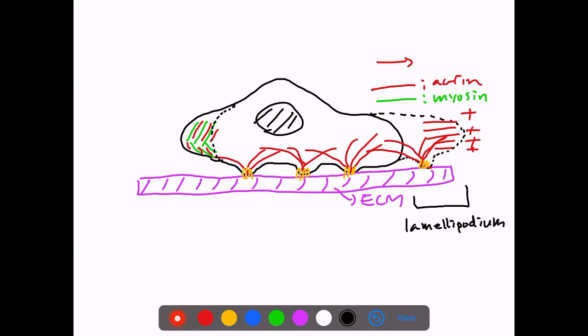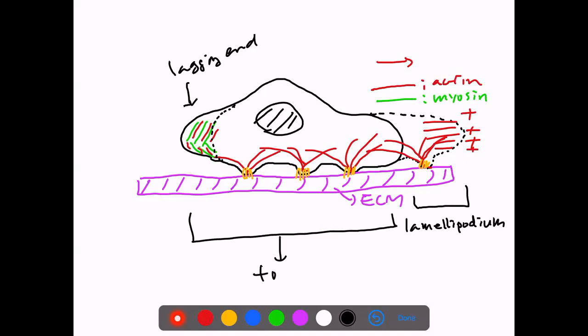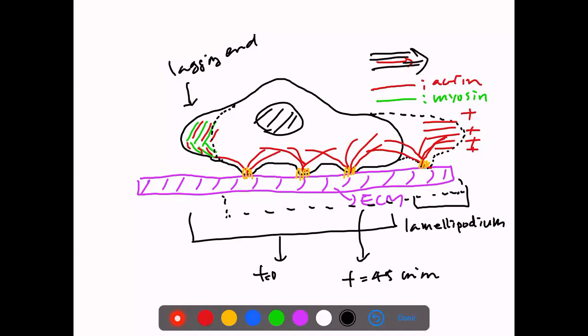And then this is the lagging end. From here to here is maybe time 0, and from here to here is maybe t equal to 45 minutes or something. So the cell is moving this way, in this direction.